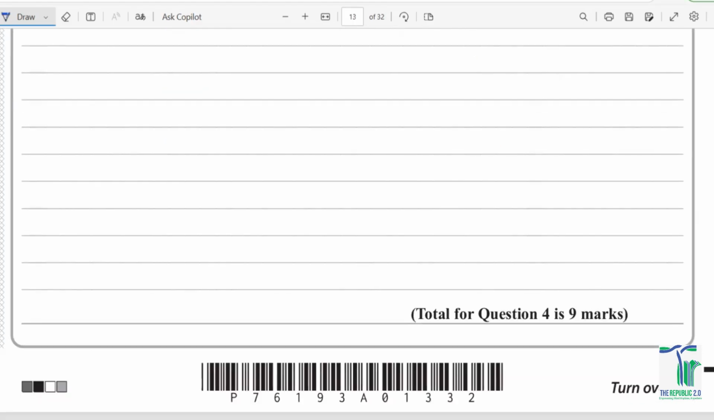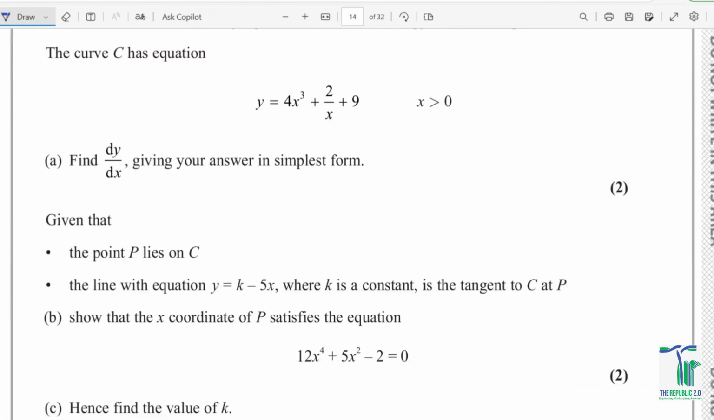Now we'll get to the question number 5. The question number 5 says that we've got this function. We need to find dy upon dx in the simplest form. And then it is given that the point P lies on the curve. The line with equation is tangent. What does that mean? That the slope of this equation and the gradient of this equation has to be equal. By keeping them equal, I'll get you this equation. And once I've got this equation, by just solving it down, I'll get myself x and y. Plugging those x and y in this equation, I'll get you k.